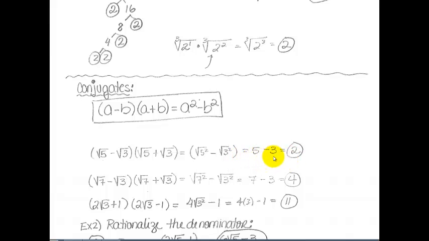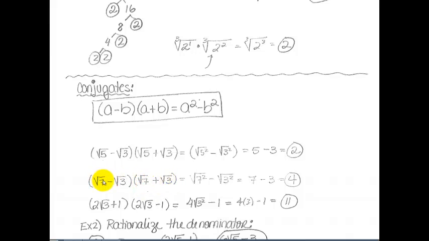And so I get 5 minus 3 equals 2. So whenever I have a binomial times another binomial like it, except for the signs that are opposite, I'll get a whole number. So for example here, this is square root of 7 minus square root of 3 multiplied by its conjugate, which is square root of 7 plus square root of 3.